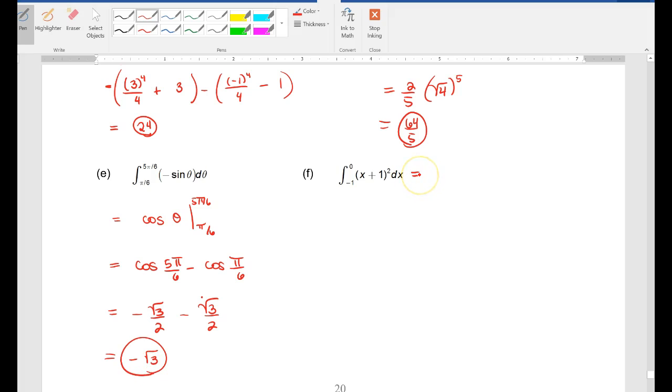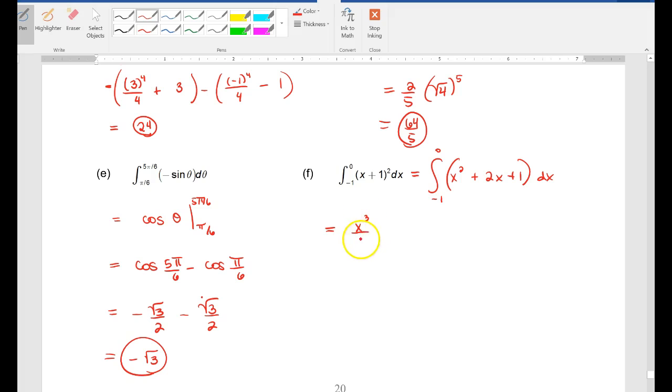Now the next one, this is a composition of functions, and we haven't learned what's called u substitution yet. So what we want to do before we integrate is just multiply that out. So that becomes x squared plus 2x plus 1. Okay, so now we'll integrate.